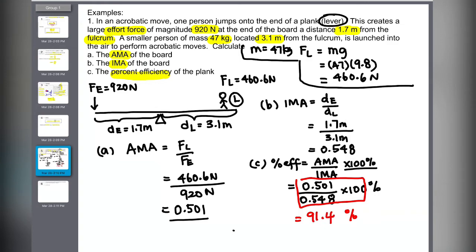Okay? Meaning 91% is still used to lift this person up. There's some forces that are lost. That's why it's not 100% efficiency. We've lost some effort force, but that's okay.